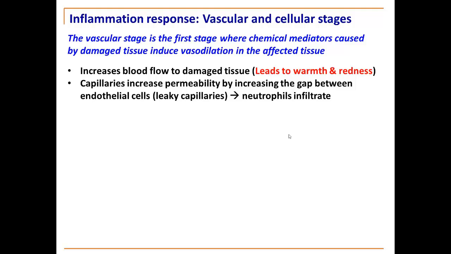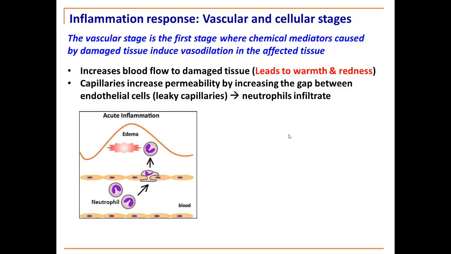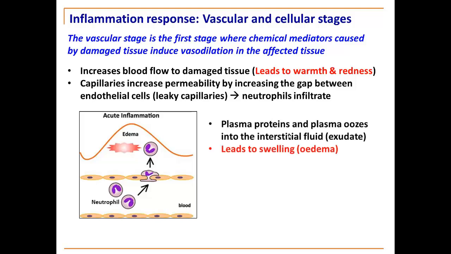The capillaries increase their permeability by increasing the gap between the endothelial cells. And so your capillaries become leaky, and therefore your neutrophils start to infiltrate. And that's the first part of that image that we've shown. The plasma proteins and the plasma ooze into the interstitial fluid, and that's an exudate, remember, because it's got plasma proteins coming in through these leaky endothelial gaps. And that leads to the next symptom, which is edema.